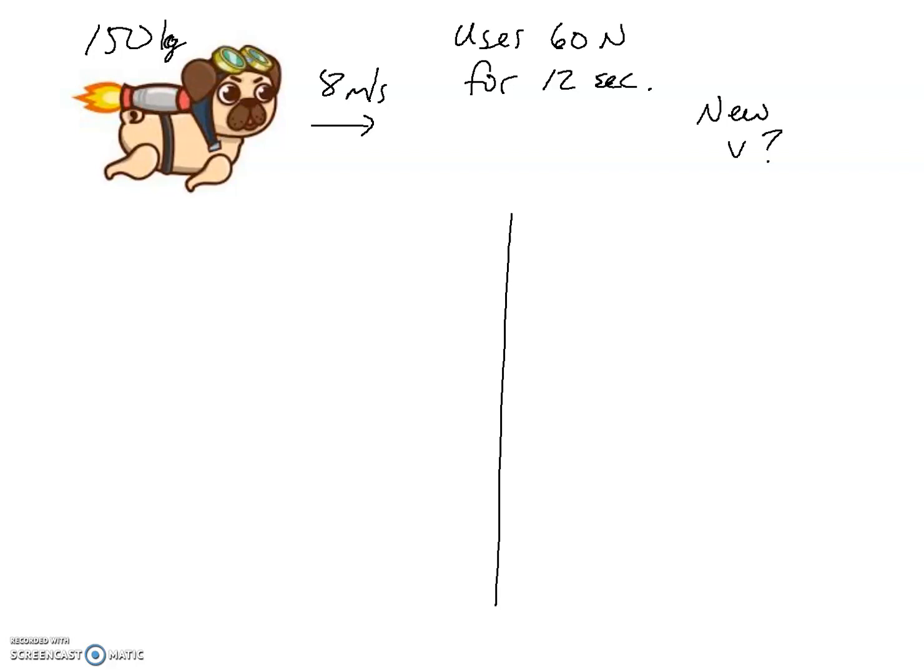So here we have a 150 kilogram dog with a jetpack traveling at 8 meters per second. He's going to use 60 newtons for 12 seconds in order to go faster, and we're going to find out how fast he actually gets up to. Now we're going to do this question two different ways.